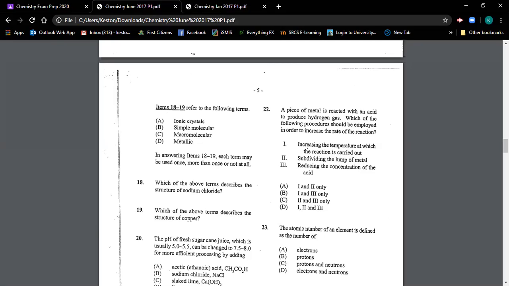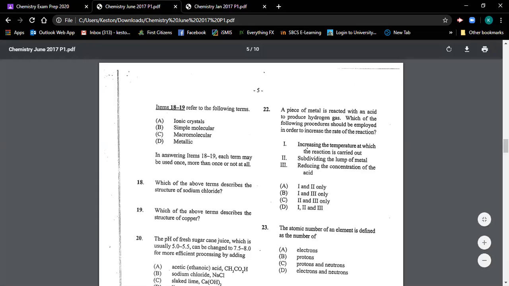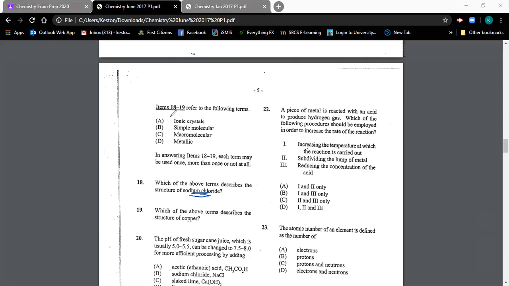18 to 19 refers to the following terms. There's ionic crystal, simple molecular, macromolecular, metallic. Which of the above terms describe the structure of sodium chloride? Sodium chloride is the star this evening. Yes, that is correct. Very good, guys. Ionic crystals. Ionic crystals for this one. Sodium chloride, ionic crystals. Good.